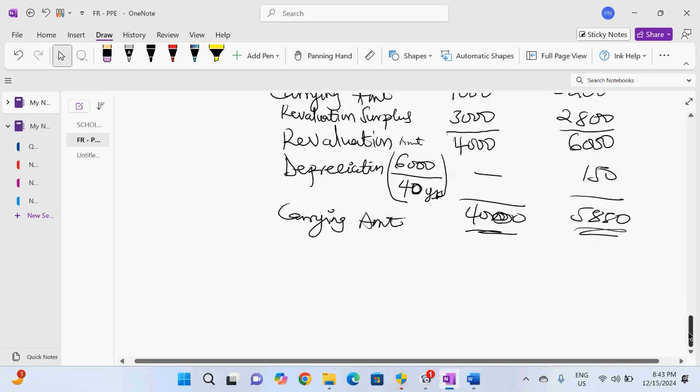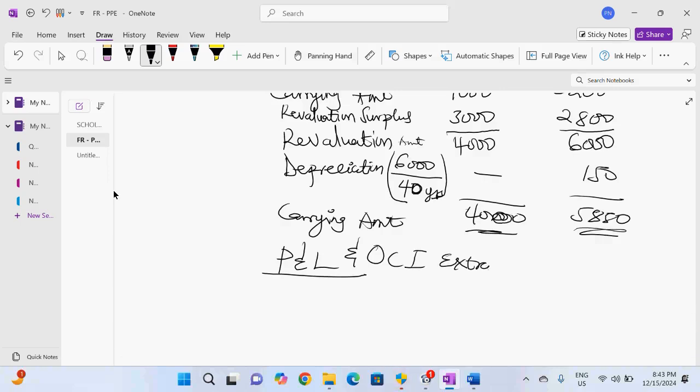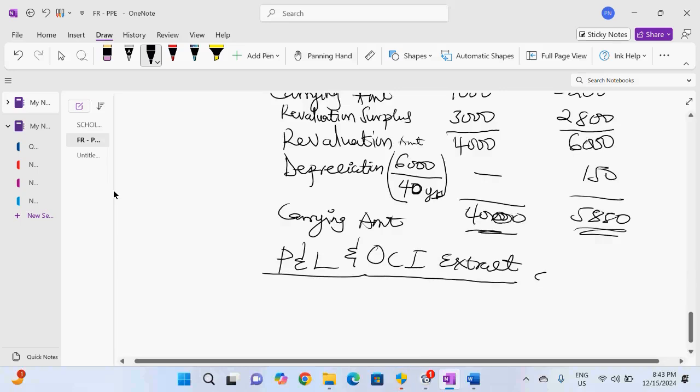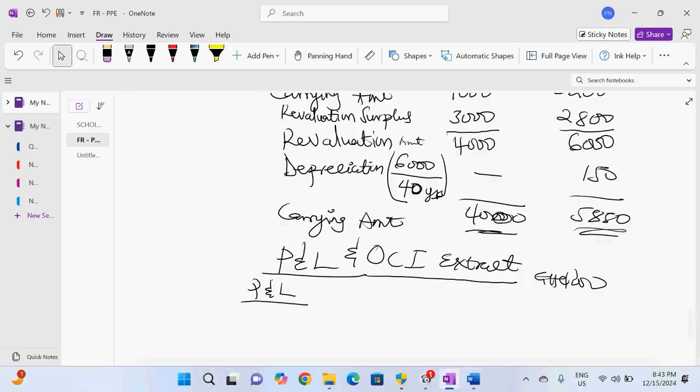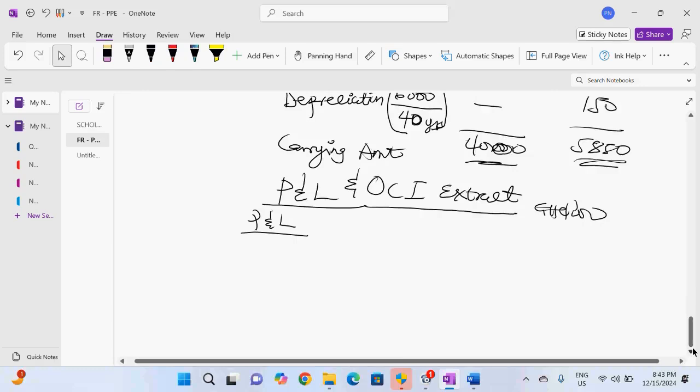Now, let's show the effect on the financial statements. So what are the financial statements? P&L and other comprehensive income extract. So take P&L. What comes into the P&L? Depreciation.